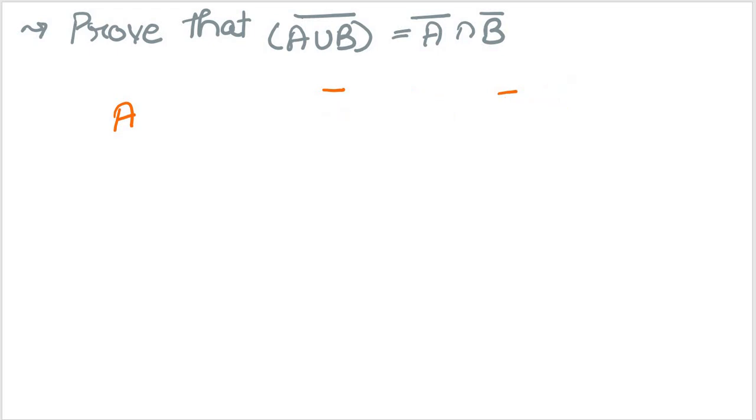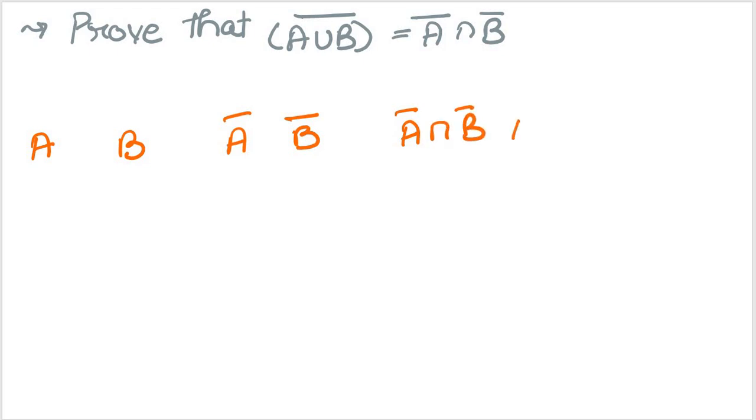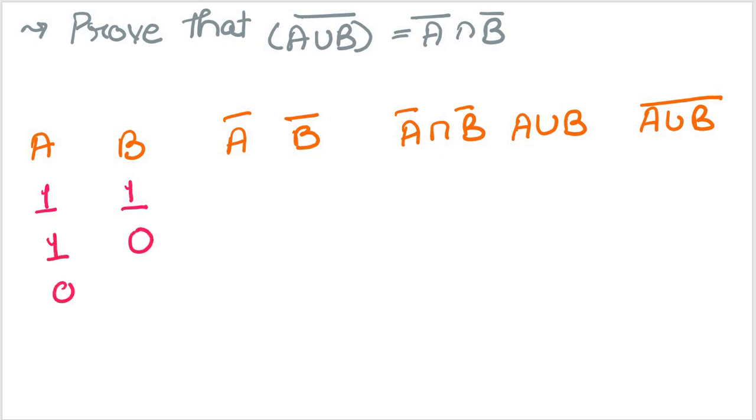Let me make some space so that I can properly display it here. I have A, B, A bar, B bar, A bar intersection B bar, A union B, and A union B whole bar. So what values do I have? I'll have 0, 0, or maybe let's take 1, 1. That remains the same, right? 1, 1, 1, 0, 0, 1, and 0, 0. If I take 0, 0, 0, 1, 1, 0, 1, 1, that's also the same.